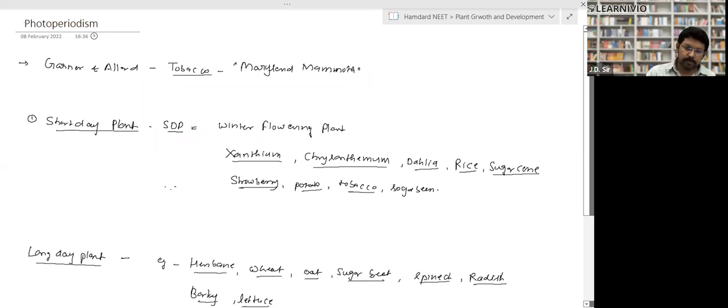Always remember the example. This is a question for medical. Xanthium, chrysanthemum, dahlia, rice, sugarcane, strawberry, potato, tobacco, and soybean.